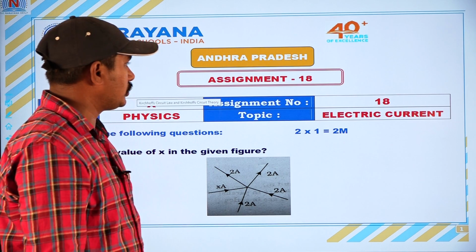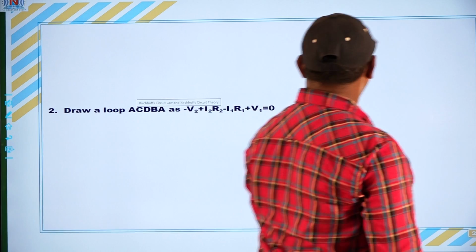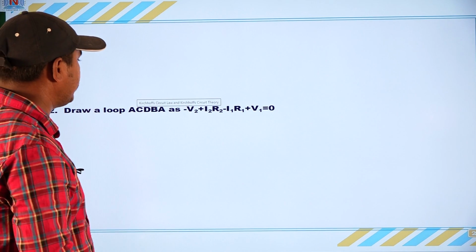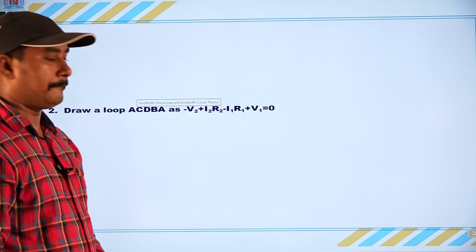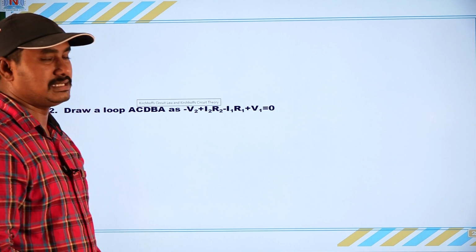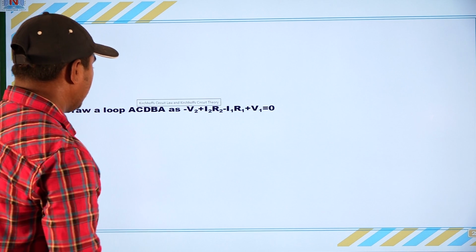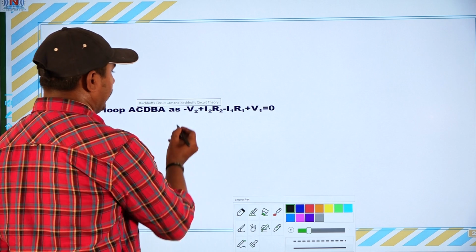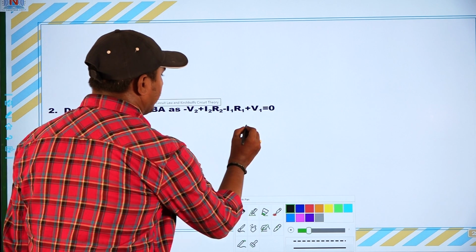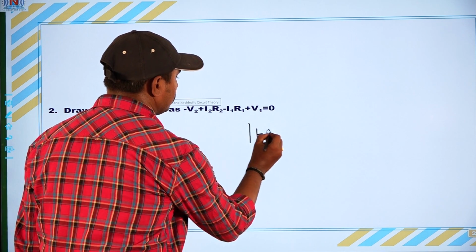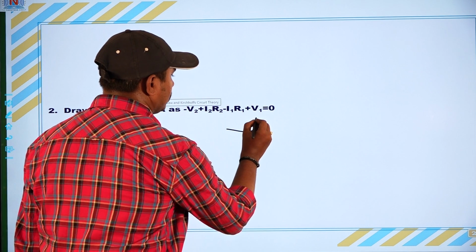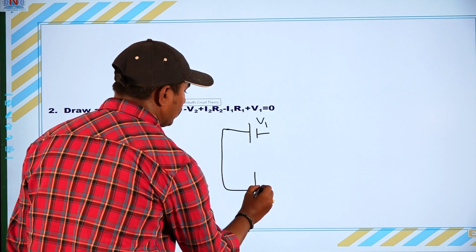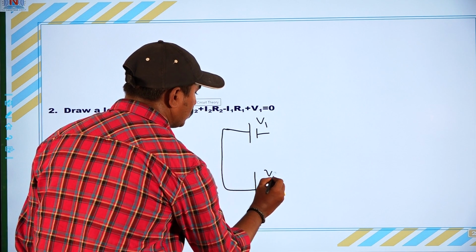Next, let's go to question number 2. See question number 2 here. Draw a loop ACDBA as minus V2 plus I2R2 minus I1R1 plus V1 is equal to 0. Let's take the diagram here. Yes, here minus V2. Take one battery here, I take this as V1, and one more battery here, this is V2.